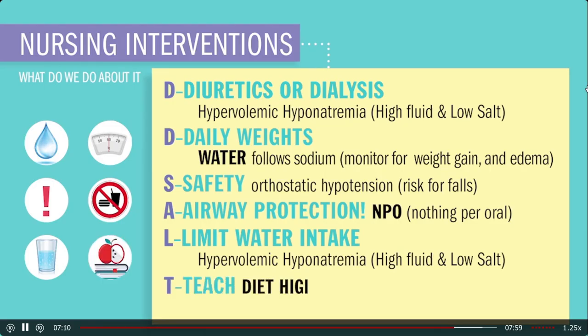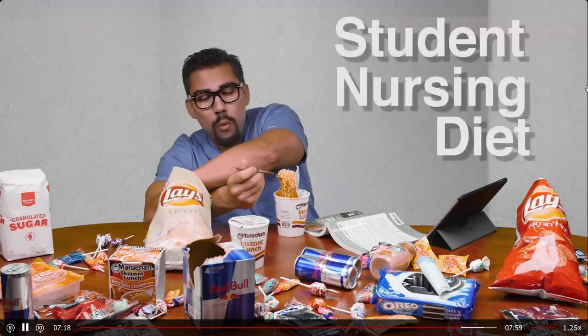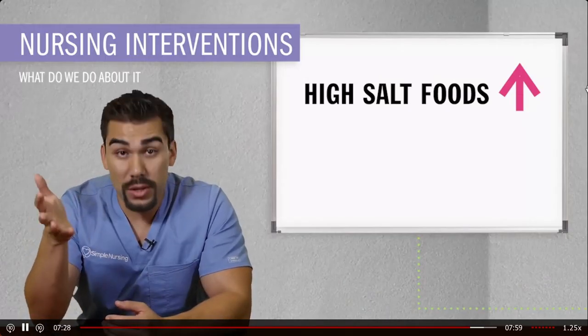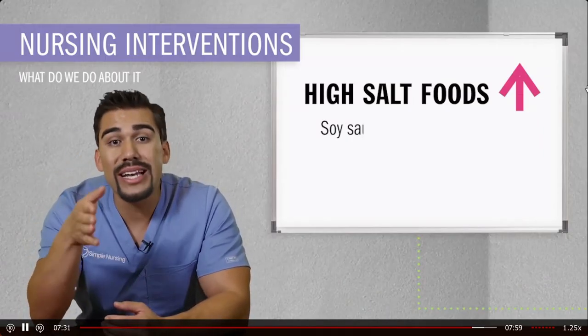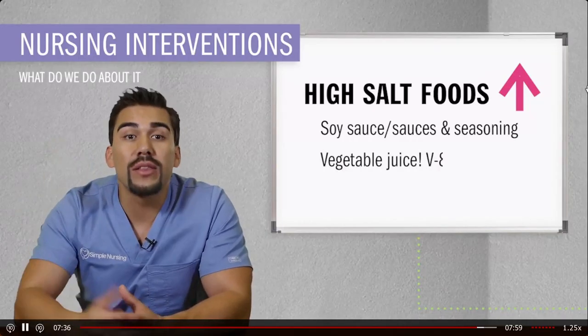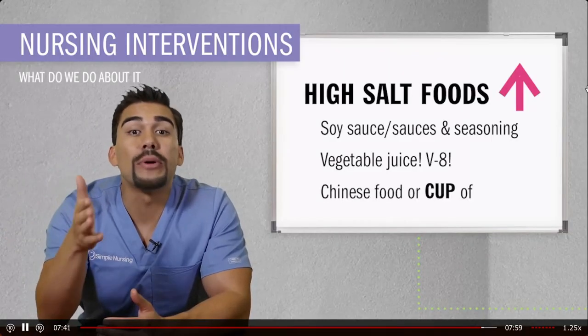T is for teach. So foods high in salt, like canned foods, processed meats and cheeses, anything packaged, or basically the diet of any normal nursing students. But am I right though, huh? I'm right there. All right, here's a list that students usually don't think about and end up getting wrong on their exams. Salad dressing, soy sauces, any type of sauce or seasoning, vegetable juices, especially those canned like tomato juices like V8, and even Chinese foods or cup of noodle soup.